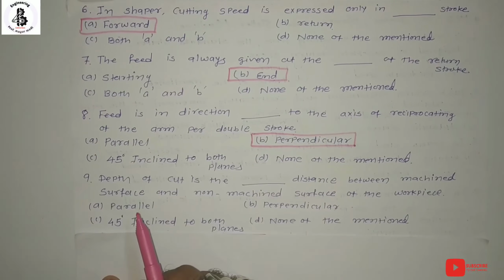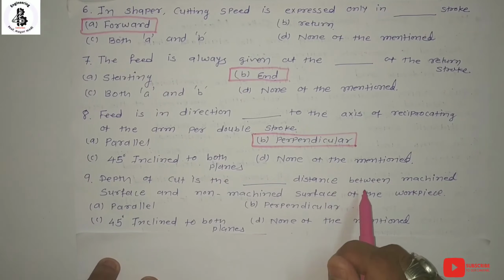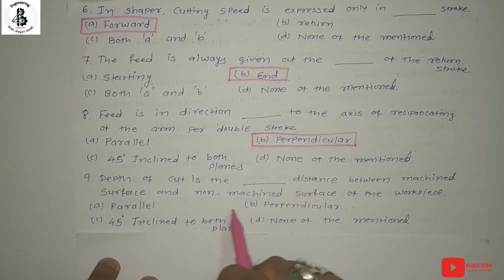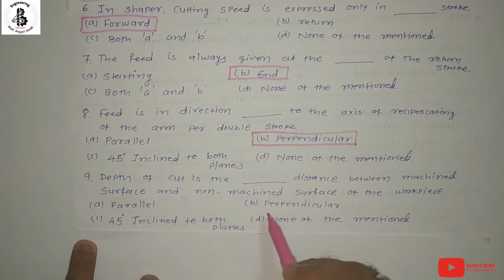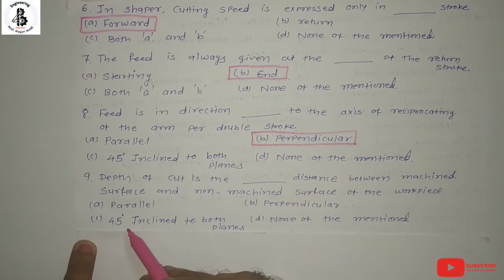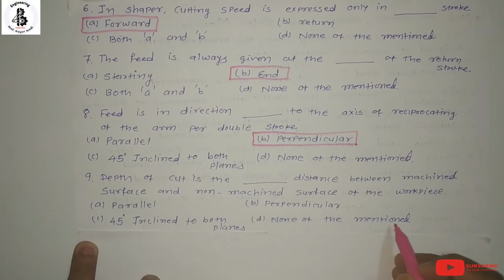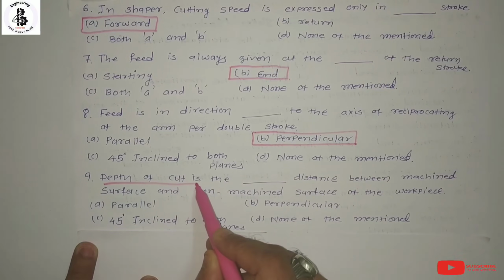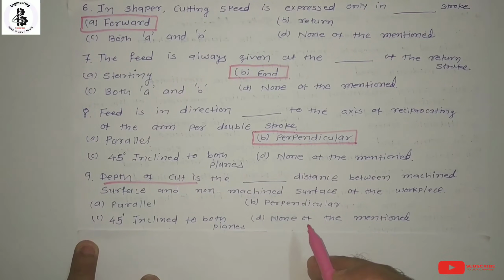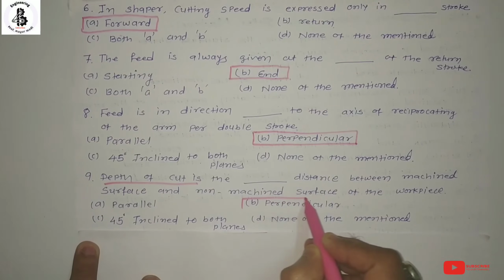The next, the depth of cut is which distance between machined surface and non-machined surface of the workpiece? Option A parallel, option B perpendicular, option C 45-degree inclined to both the planes, and option D none of the mentioned. So this question is related to the depth of cut. Basically depth of cut is the perpendicular distance between the machined surface and non-machined surface. So the right answer is B, perpendicular.